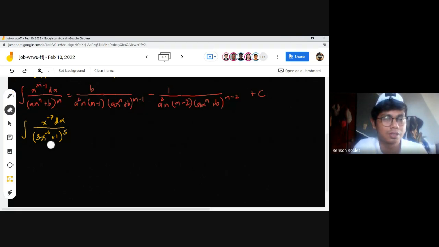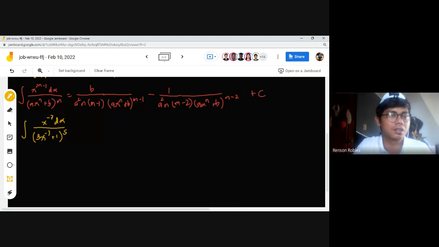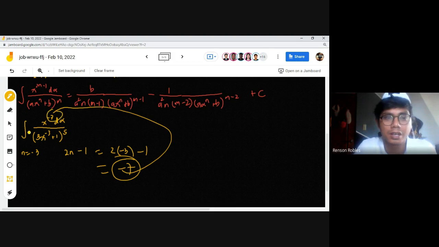No. This is negative 3, the integral of x raised to negative 7 dx all over 3x raised to negative 3 plus 1. So here, n is equal to negative 3. Then 2n minus 1 should be 2 times negative 3 minus 1, and that is negative 7. And you see it right there. So it has this form. Okay? So we can employ the same process.